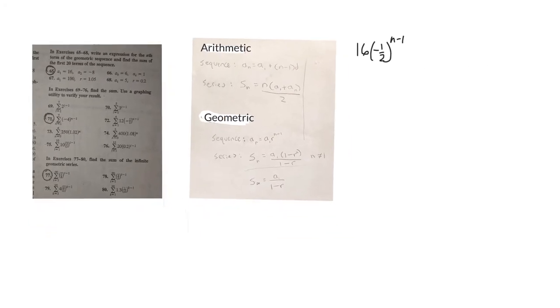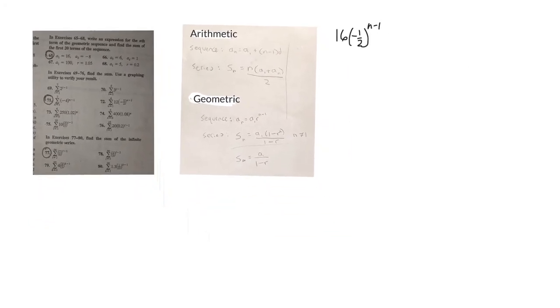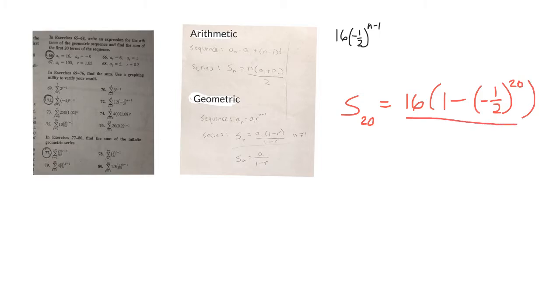I would plug this into a graphing calculator. 16. Well, before I talk about that, let's get clear on the formula. It's S sub 20 equals 16 times 1 minus -1/2 raised to the 20th, and that's going to be all over 1 minus -1/2. So that's really what you're dealing with now.